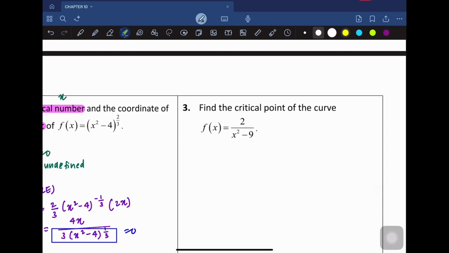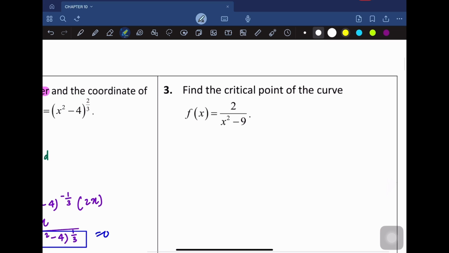Okay guys, so now we are at the last question. For critical points, it asks us to find the critical points of the curve. Again remember the same thing as question number 2. Critical points are points where, the first case, f prime x is equal to 0, and the second case is when f prime x is undefined.